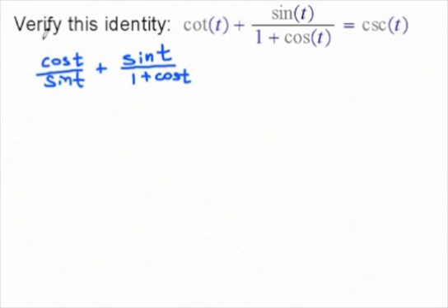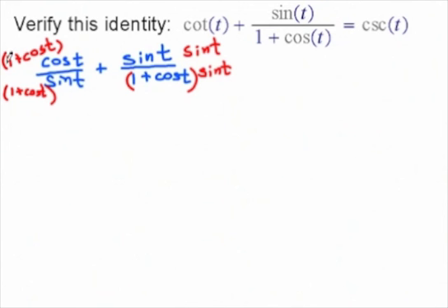We're going to need a common denominator, so over here we're going to have to multiply top and bottom by 1 plus cosine of t. And then the other piece here is going to have to get multiplied top and bottom by what's missing, which is the sine of t. Alright, and then just simplify as much as we can.